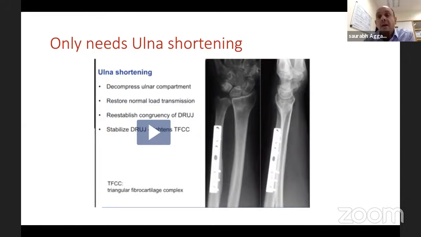Then another concept is, are there any cases where you have to shorten both the radius and ulna? Again, I haven't personally done a case, so I couldn't put any x-rays, but yes, there are. If your radius is shortened more than 2 centimeters or around 2 centimeters, then there's a limit to how much you can jack out your radius. So after 1.5 centimeters, if you've still not got your neutral ulnar variance, then it's better to combine it with ulnar shortening.